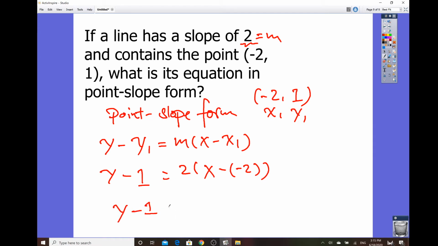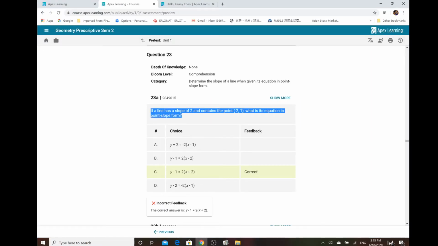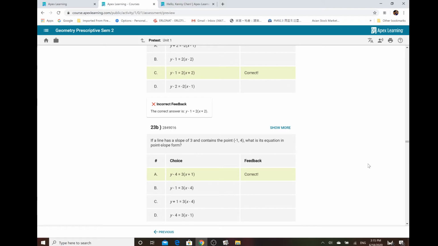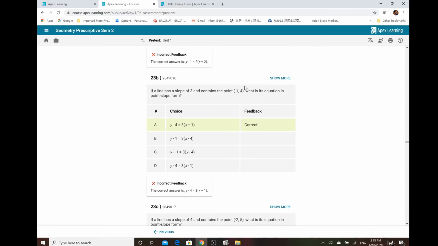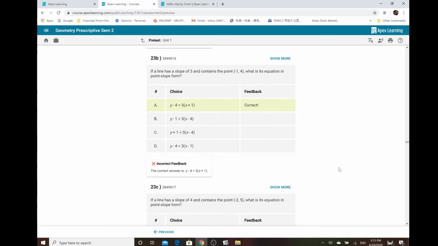Try to simplify the whole thing a little bit, so we got y minus 1 equals 2 times the quantity of x plus 2, because negative times negative is positive. So going back to the selection, what we found here is C. And 23 is quite similar. Again, the slope is 3, and the given point. Plug in the numbers and then try to simplify that a little bit.